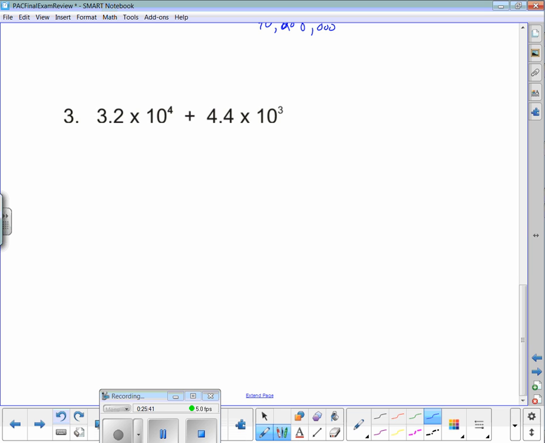You got to make the exponents the same. Which one do we change? The big one or the small one? The small one. If I take that from a 3 and make it a 4, what do I do to the number? I just made the exponent bigger. I make the number smaller. There you go. And now all you're doing is adding up the front part.